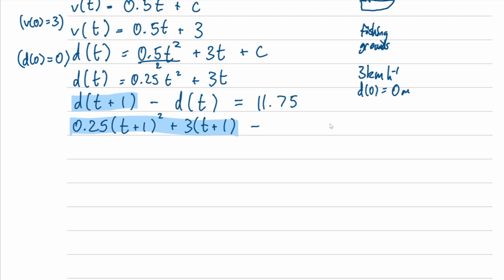Similarly, now we will subtract d of t, which is just as it is, minus 0.25 t squared. Now careful here, we're subtracting the 3t as well, so I'll use my brackets. And we know that that difference will equal 11.75.